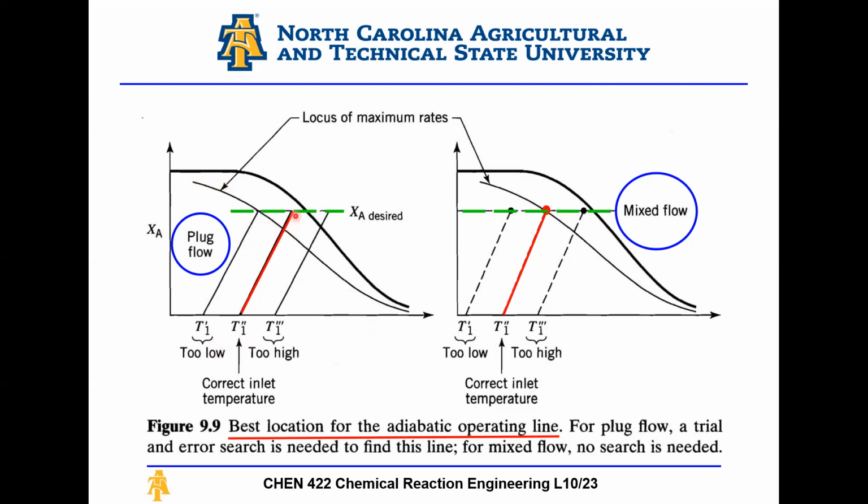So you want to keep your temperature somewhere between your locus of maximums and your equilibrium, right? And with some iteration, some trial and error, you can eventually find this line, or this point of best operation, to operate adiabatically. Whereas for a PFR, as we said previously, you just find your minimum point, or find the point of operation within the reactor, and you just get it on your chart.